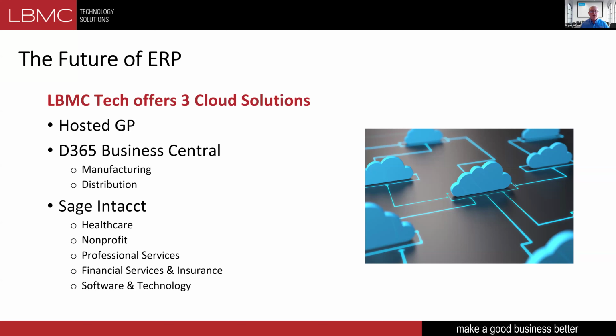But if you do have interest in looking at a SaaS product, Microsoft Dynamics 365 Business Central is really, really strong for manufacturing and for companies that are in the distribution business. That's kind of our go-to product. So that is the mid-market replacement for GP.